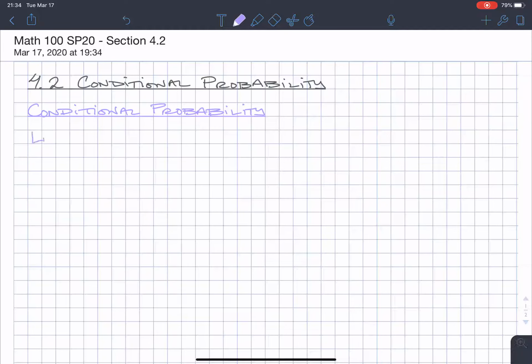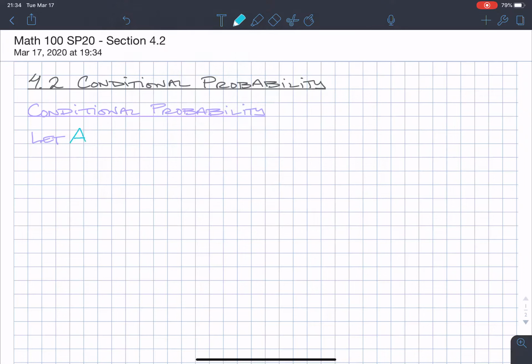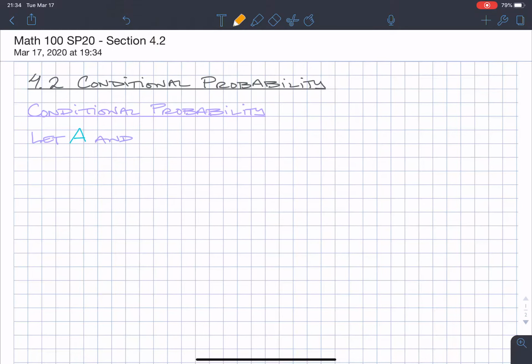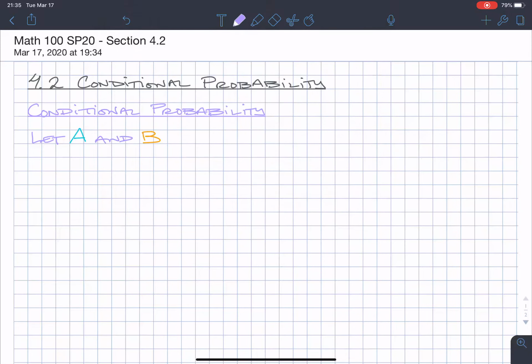Let's let event A and event B, let's put B in orange this time, be two sequential events, meaning one follows after the other.